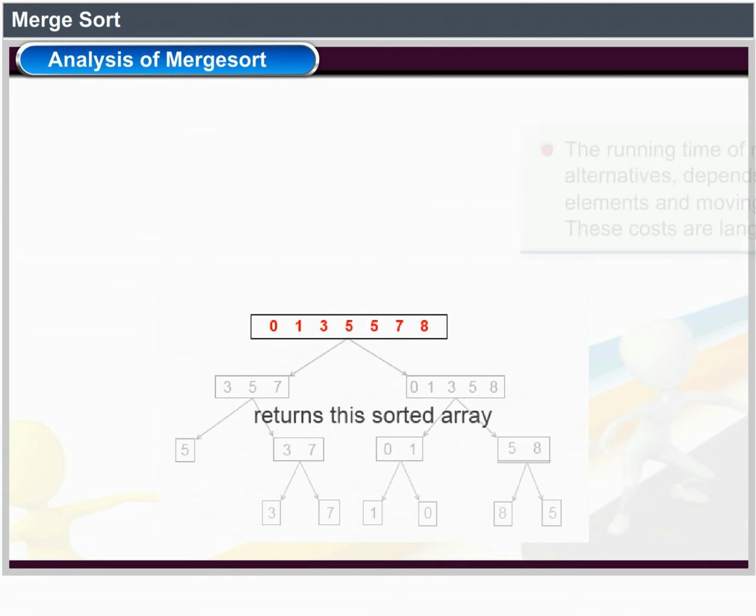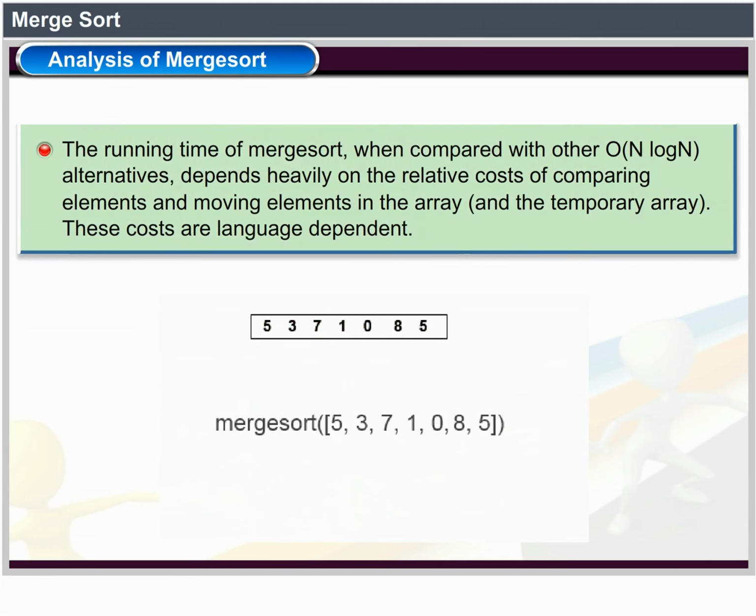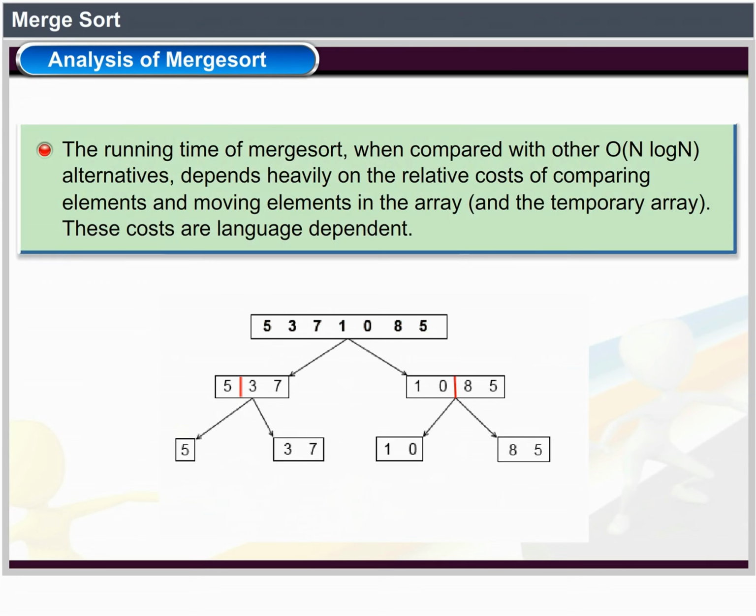The running time of merge sort when compared with other O(n log n) alternatives depends heavily on the relative costs of comparing elements and moving elements in the array and the temporary array. These costs are language dependent.